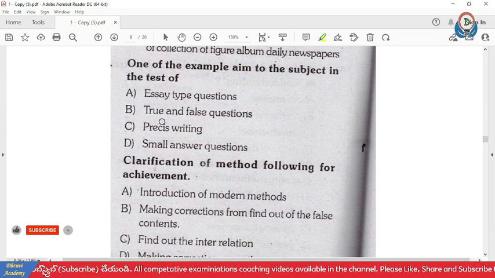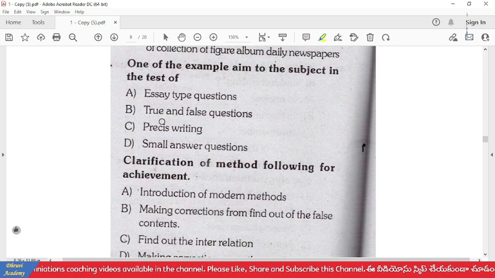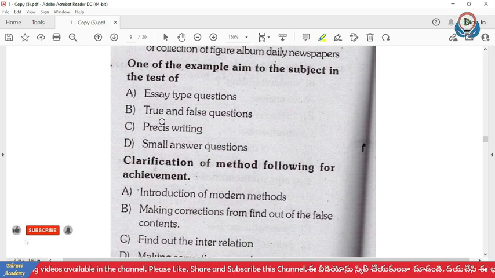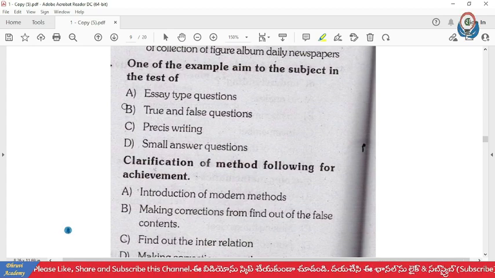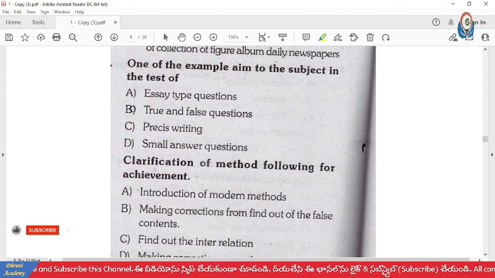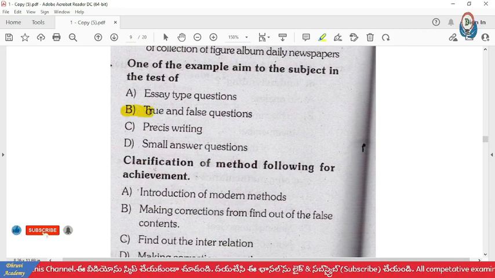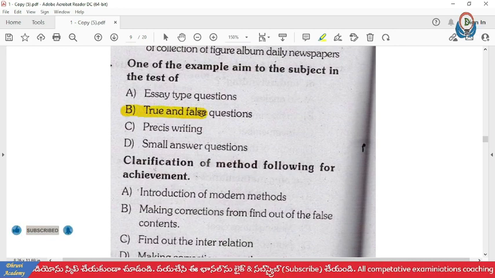One example of the aim of the subject in the test: A. Essay type questions, B. True and false questions, C. Precise writing, or D. Small answer questions. Which is the right answer? Its answer is true false questions. This is the example of the aim of subject to test.